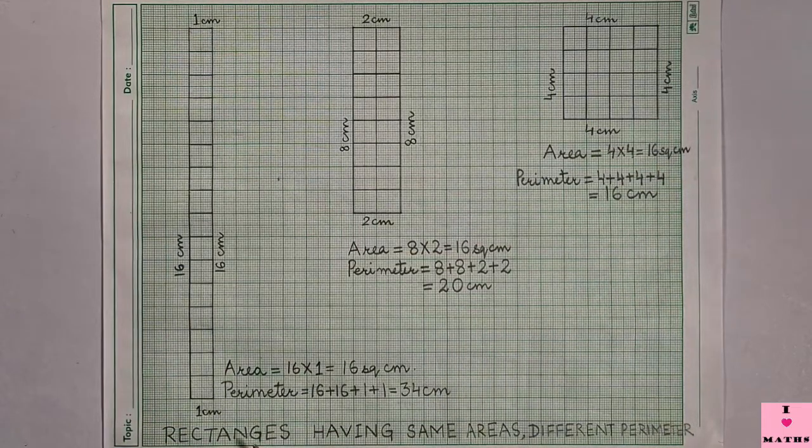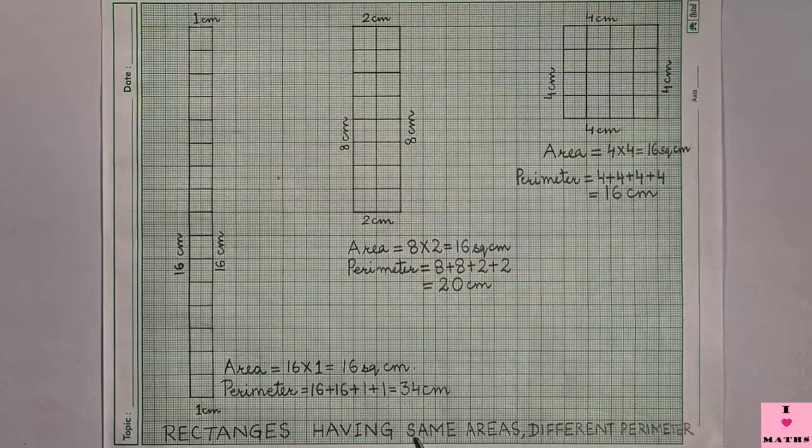So with the help of these three rectangles, we have learned that we can have rectangles which have the same area but different perimeter.